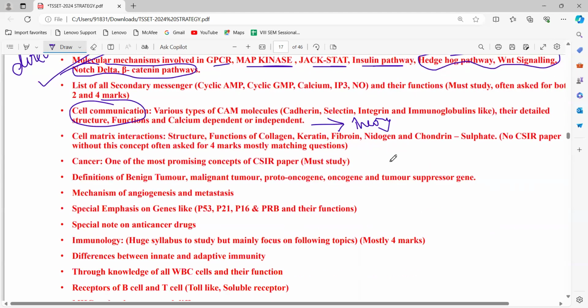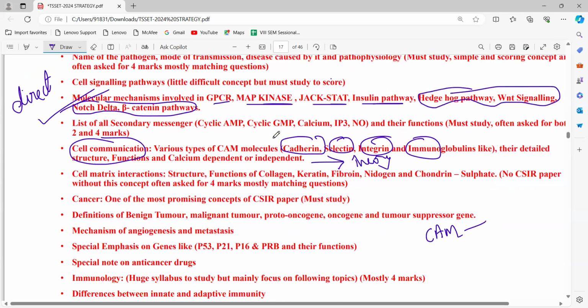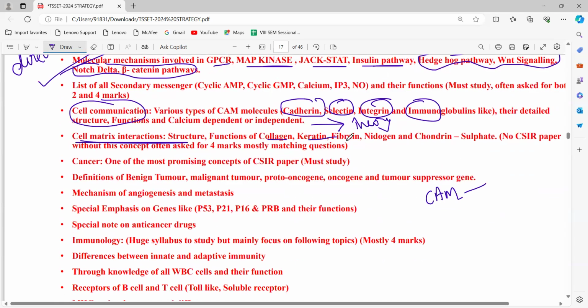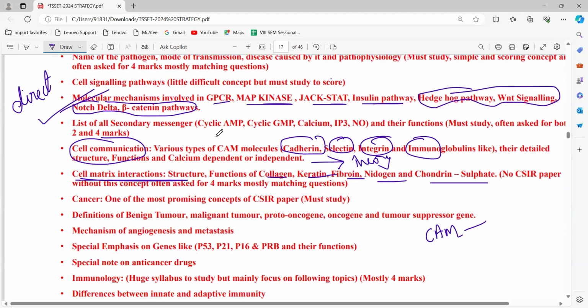You have to read different types of cell adhesion molecules, such as cadherin, selectin, integrin, and the immunoglobulin superfamily. And you should also read on ECM proteins, such as collagen, keratin, fibroin, nidogen, chondroitin sulfate, all this. Because here the syllabus is exactly the CSIR syllabus, but the level at which they ask the question is a little different, that's all. And surprisingly, all the questions will be direct from here.